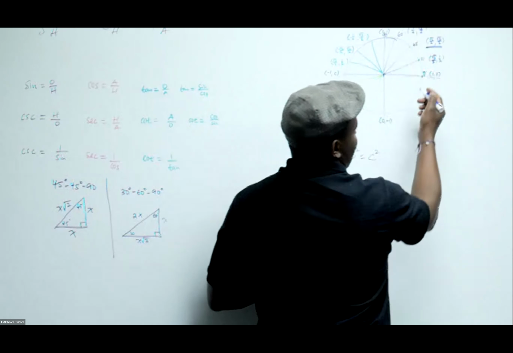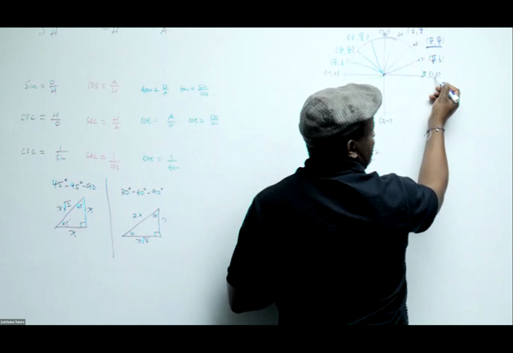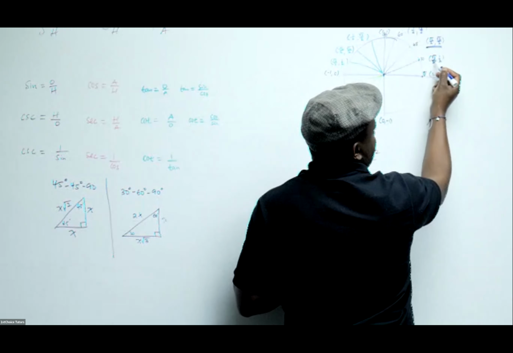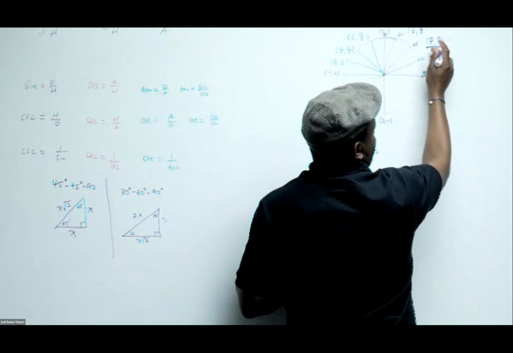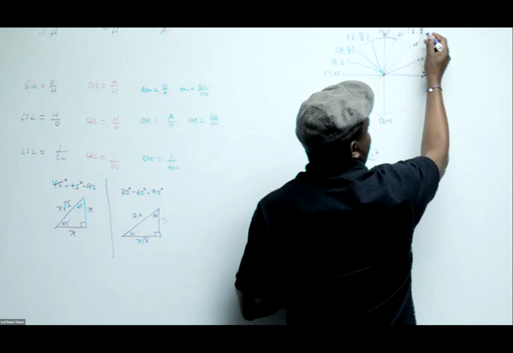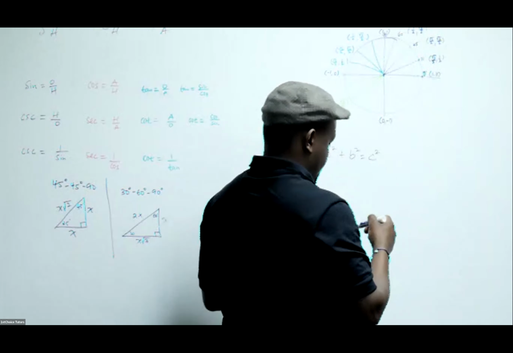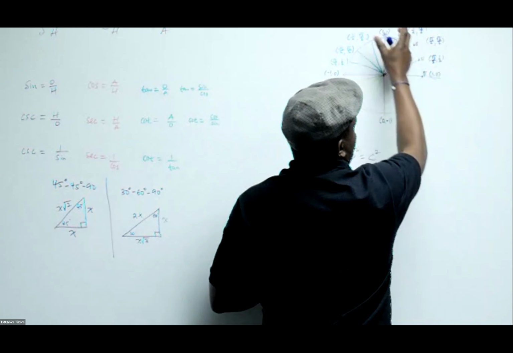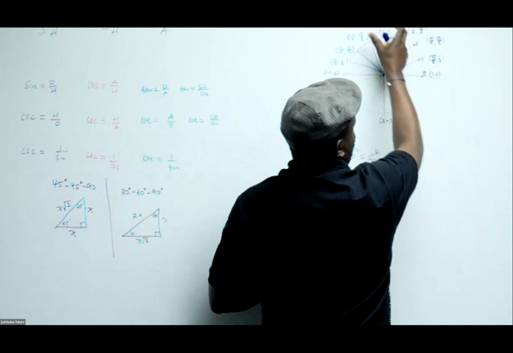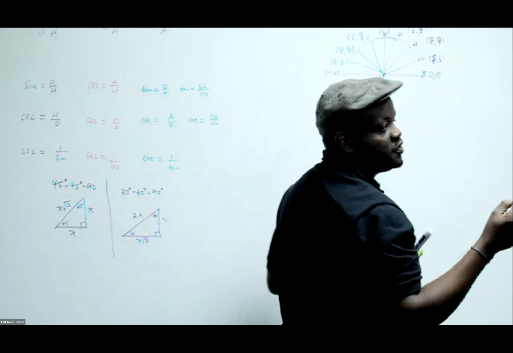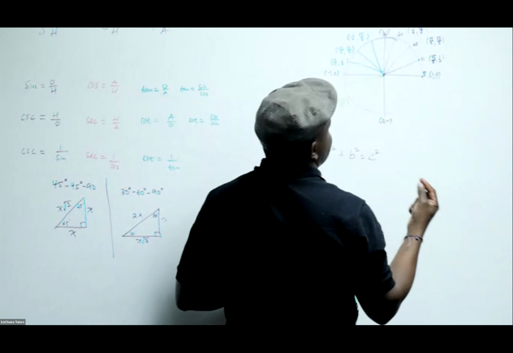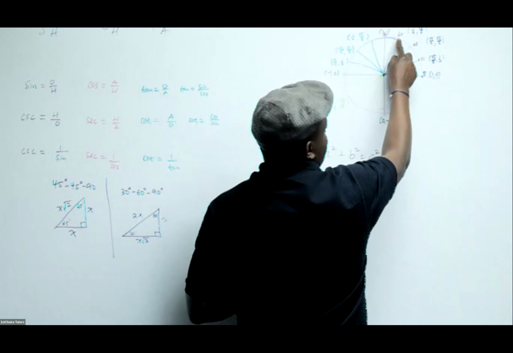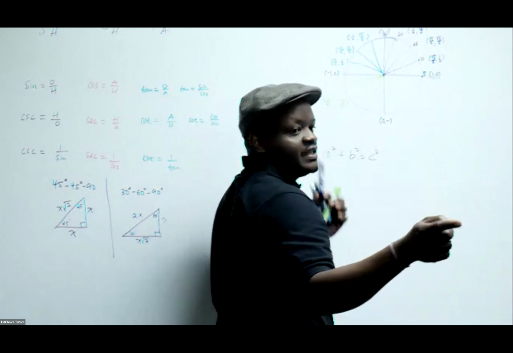Now, realize that at each angle, we have an ordered pair: (1, 0), (root 3 over 2, 1/2), (root 2 over 2, root 2 over 2), (1/2, root 3 over 2), and so on. What is important here is the x value and the y value. The x value is called cosine, the y value is called sine. So if I asked you for the cosine of 60 degrees, you go to 60 degrees and look at the x value. It would be 1/2.